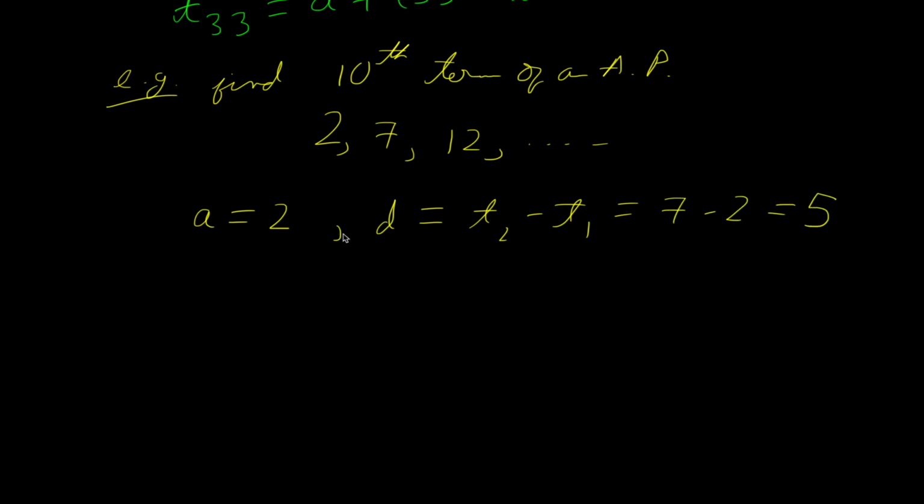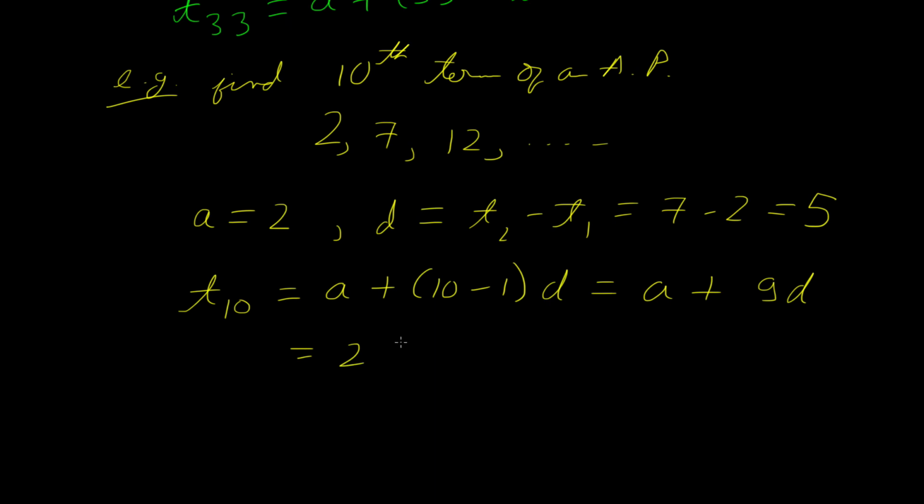So we have a, we have d. Now we need to find the 10th term. The 10th term will be a plus (10 minus 1) times d, which is equal to a plus 9d. Therefore we have 2 plus 9 times 5, which is 2 plus 45, equal to 47. Therefore the 10th term in this AP will be 47. We will have a look at more examples in the coming lectures.